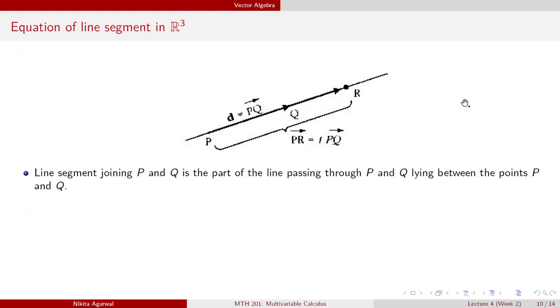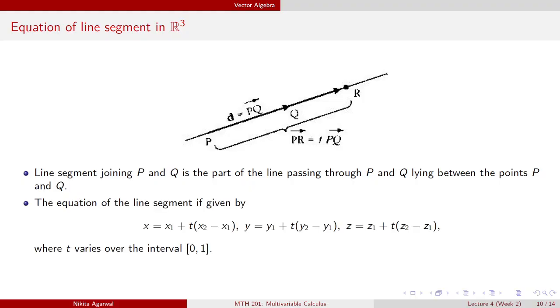Okay. So this is something that we have seen, right? The line segment joining P and Q is a part of the line passing through P and Q, lying between the points P and Q. Now I don't want you to look at the entire line, just look at the portion PQ, right? This portion. So what is the parametric equation of this portion? This is called a line segment, meaning segment of a line. Literally, segment of a line. So this part of this line, what is the equation?